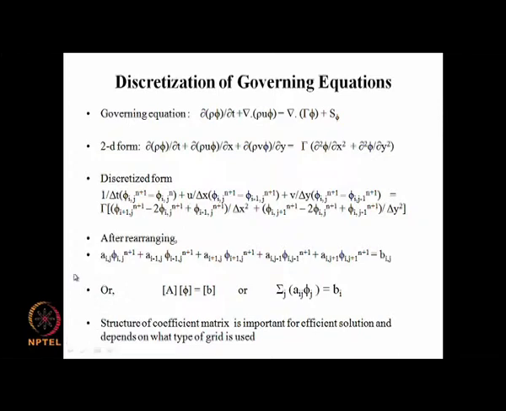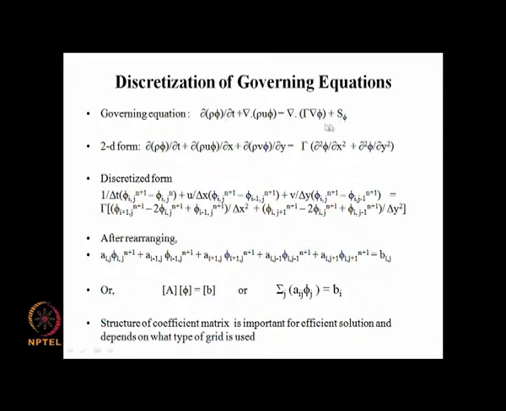We know that we have a governing equation which is of this form: dou by dou t of rho phi plus del dot rho u phi equal to del dot gamma gradient phi plus S phi. This is the time dependent term, this is the advective flux of phi, this is the diffusive flux of phi, and this is the source term.